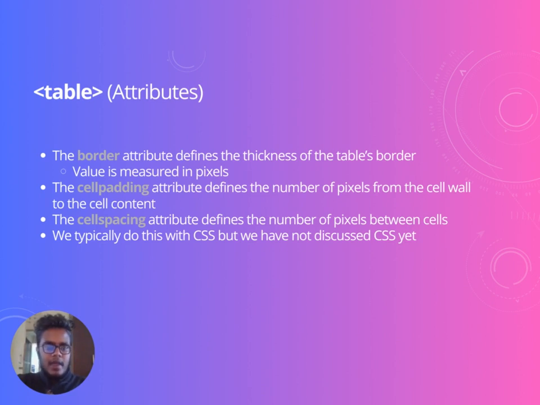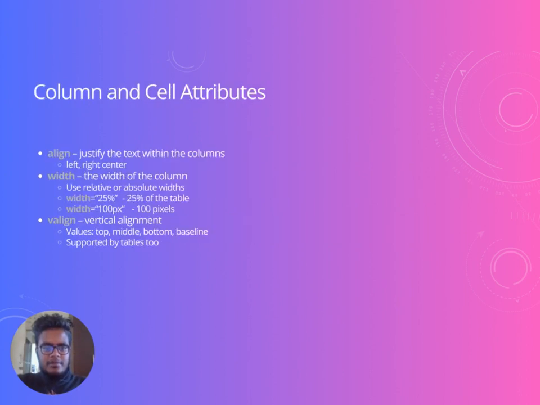Tables with attributes. The border attribute defines the thickness of the table's border. Value is measured in pixels. The cellpadding attribute defines the number of pixels from the cell wall to the cell content. The cellspacing attribute defines the number of pixels between cells. We typically do this with CSS, but we have not discussed CSS yet.